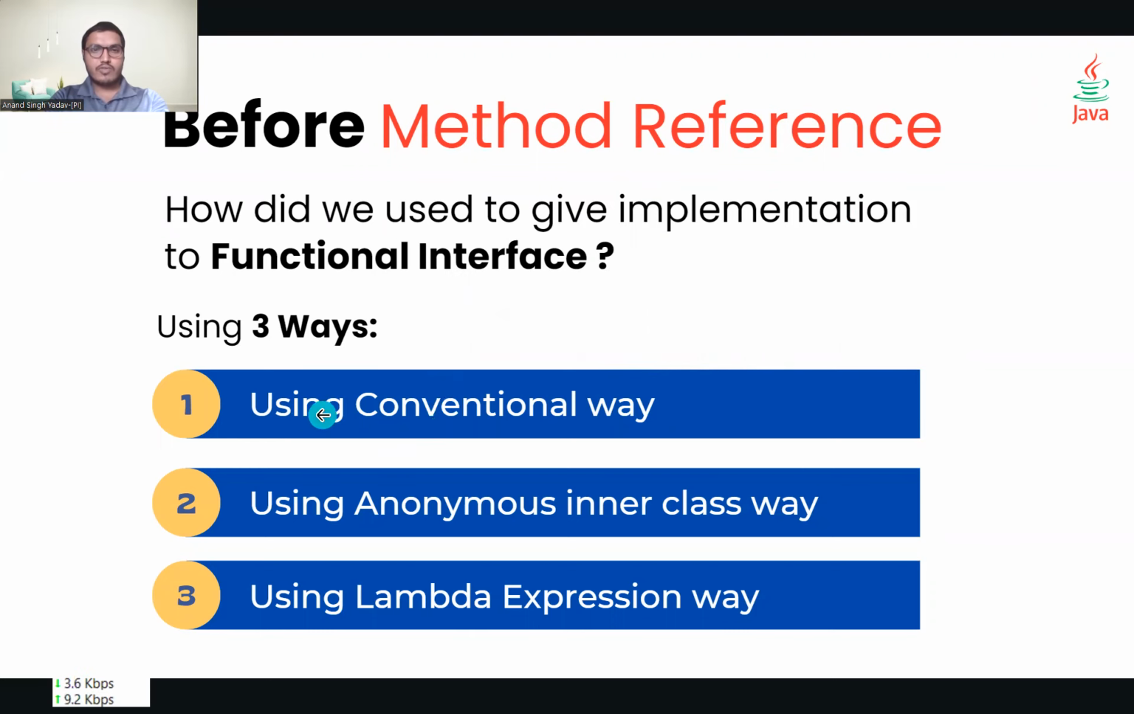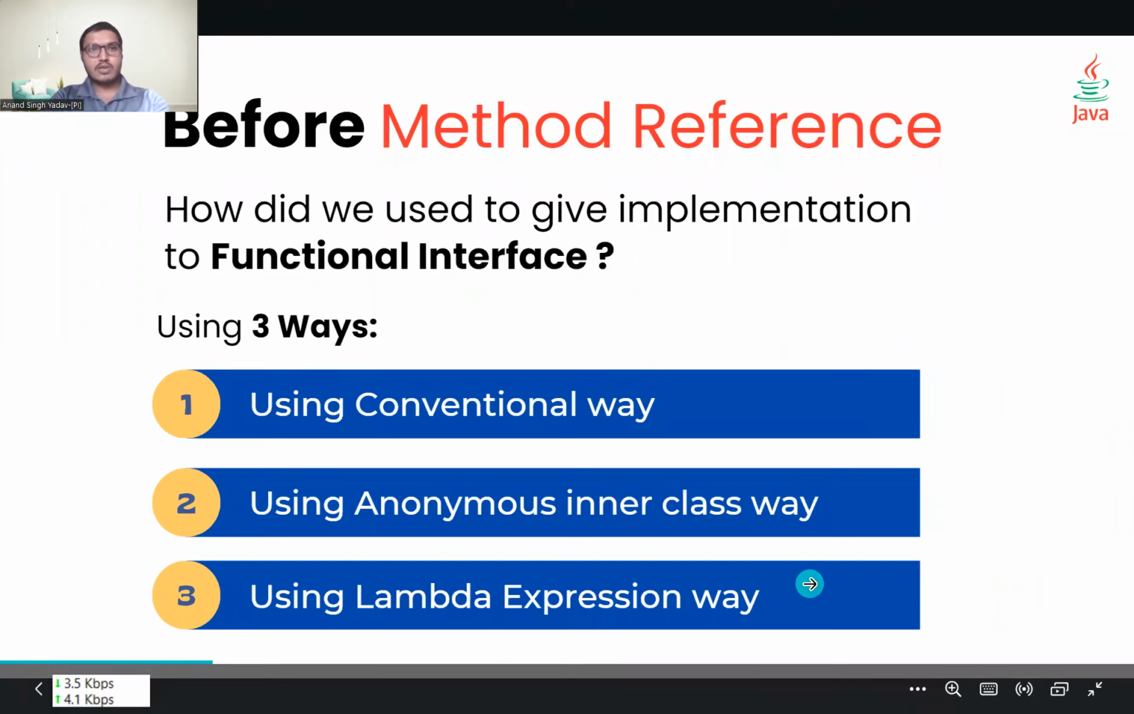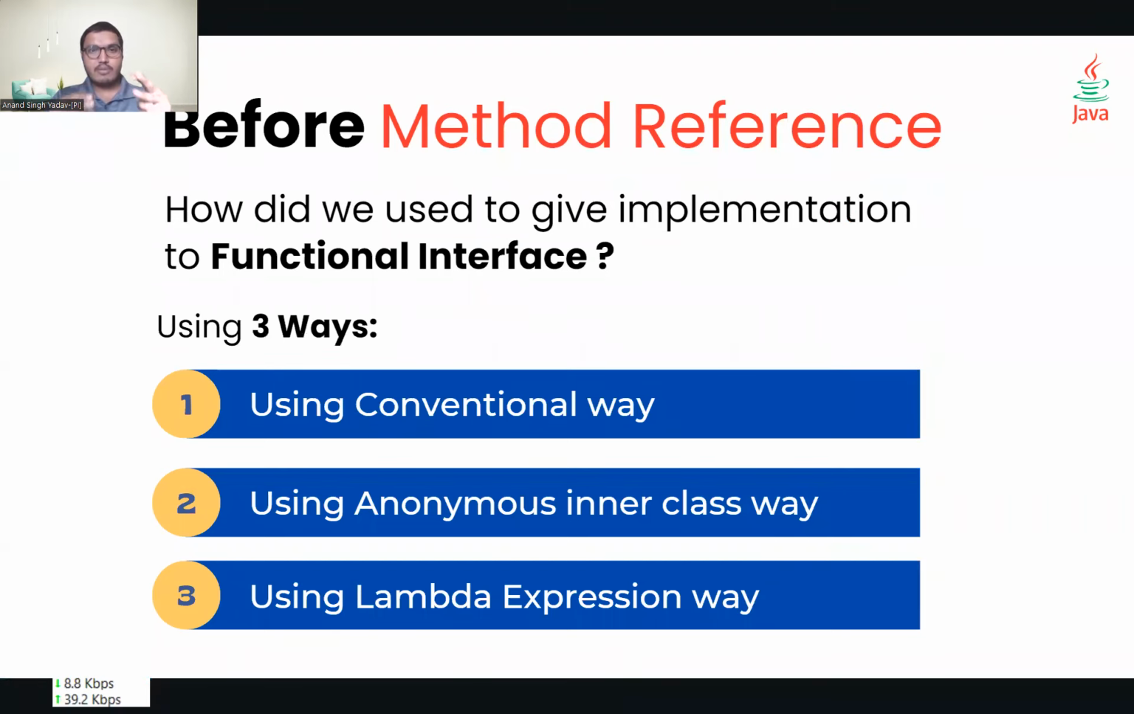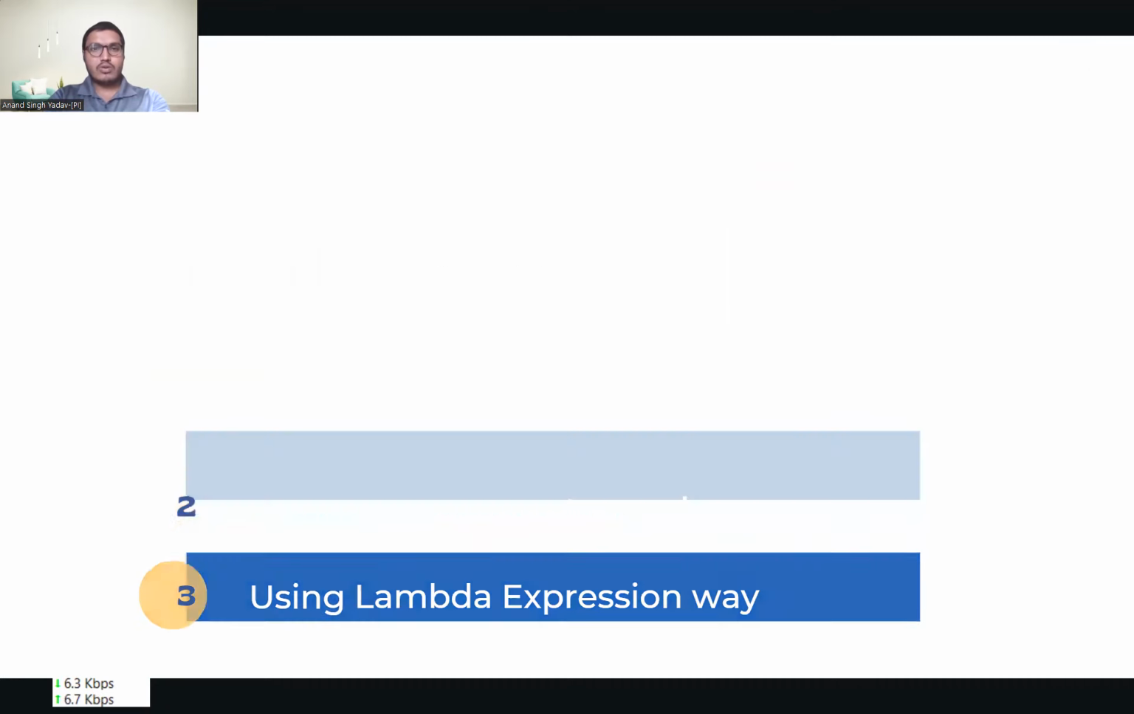The first way was using the conventional way. The second is using an anonymous inner class, and the third is using a lambda expression. So till now we have three ways to give the implementation to the functional interface: the conventional way, anonymous inner classes, and the lambda expression. Got it? So let me tell you one example of this.